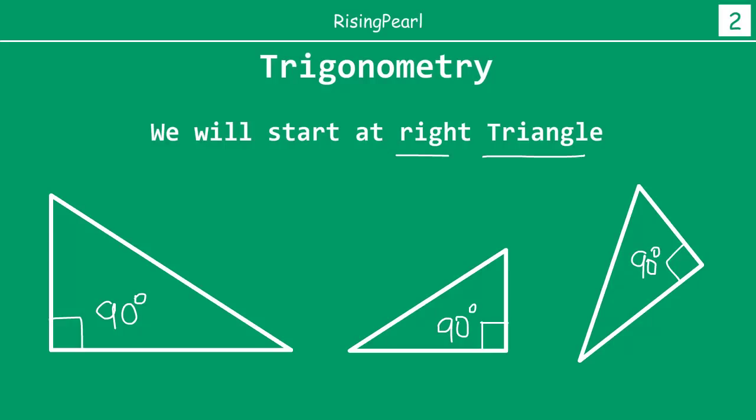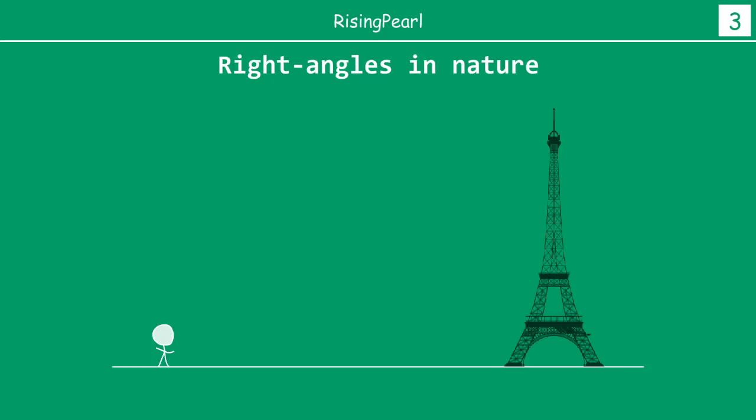So let's go back to the original question. Why will we start our study of trigonometry at right triangles, not any other kind of triangle? To answer that question, friends, let's take a look at this scenario. We are going to observe right angles in nature, and you will be surprised that most of the time when we observe things, we are really talking about right triangles, and I'll show you how.